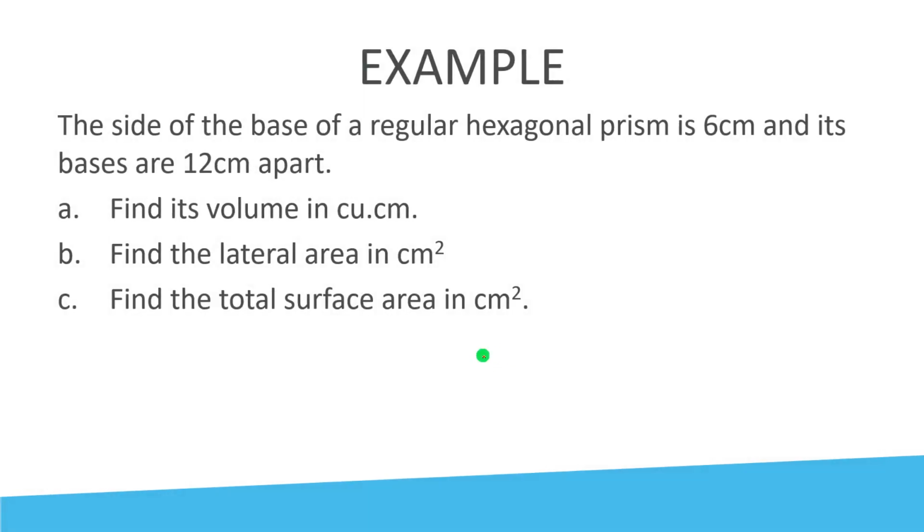Next, let's answer this example. The side of the base of a regular hexagonal prism is 6 centimeters and its bases are 12 centimeters apart. Find its volume in cubic centimeters, lateral area in square centimeters, and the total surface area in square centimeters. So this is a regular hexagonal prism. Let's answer that.